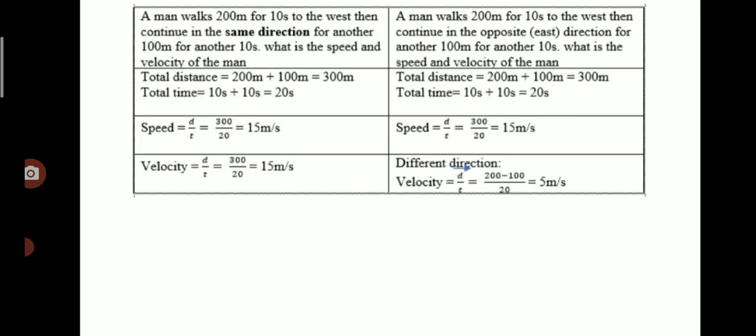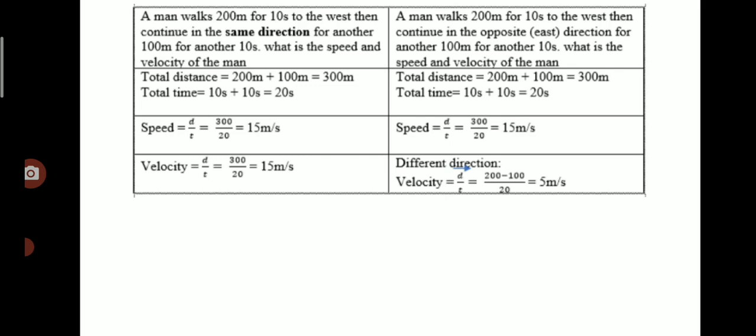Take example number 1. A man walks 200 meter in 10 seconds to the west, then continues in the same direction for another 100 meter in another 10 seconds. Then what is the speed and velocity of the man? By reading this problem, we can say that total distance is equal to 200 meter plus 100 meter, which is equal to 300 meter, while total time is equal to 10 second plus 10 second, which is equal to 20 second.